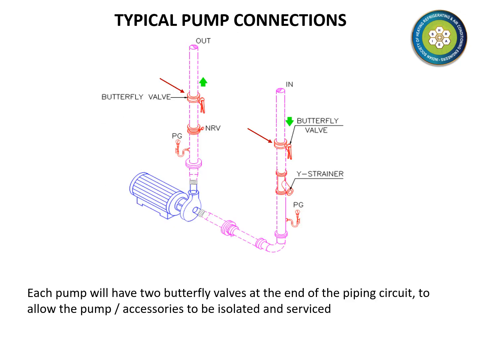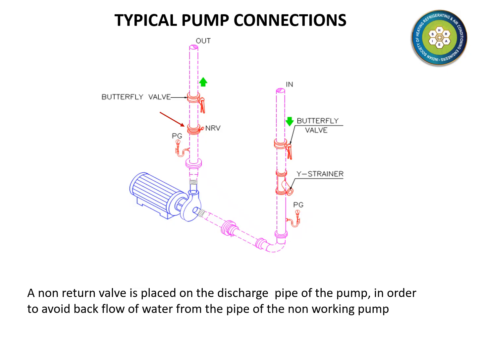Turning our attention to the pumps, each pump has 2 butterfly valves at the end of the piping circuit to allow the pump and accessories to be isolated and serviced. A non-return valve is placed on the discharge pipe of the pump in order to avoid backflow of water from the pipe of the non-working, that is standby pump.